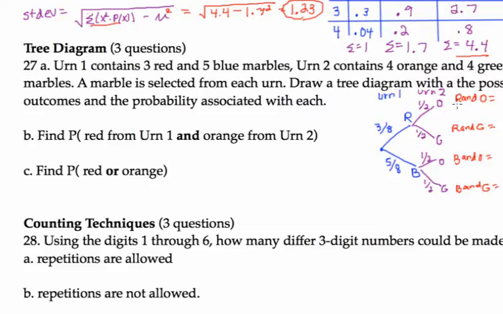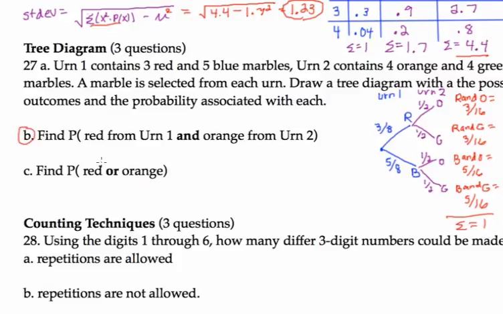So then let's figure each of these out. The probability of getting a red and then an orange. Remember, when you say "and then," you multiply probabilities. So 3/8 times 1/2 is 3/16. So the probability of getting red and then an orange is 3/16. Red and green, 3/8 times 1/2, again 3/16. Blue and then orange, 5/8 times 1/2, 5/16. Blue and then green, 5/16. Notice that if you add all these together, they will sum to be 100%. All of the probabilities added together.